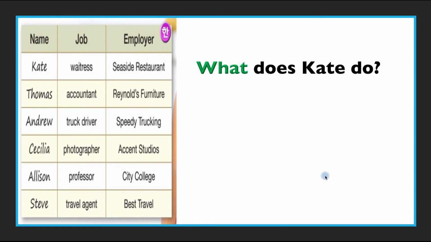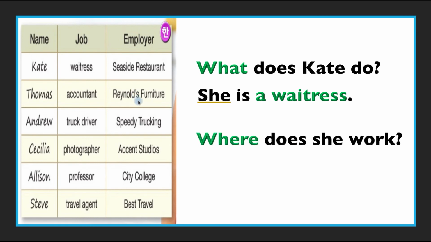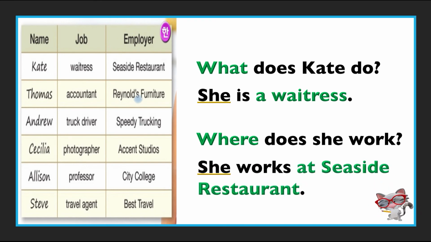So let's go with Kate. What does Kate do? She is a waitress. Where does she work? She works at Seaside Restaurant. Just an extra question here that's not in the book: who does she work for? She works for her employer, Seaside Restaurant. Yes, her employer. Where does she work? She works at Seaside Restaurant.